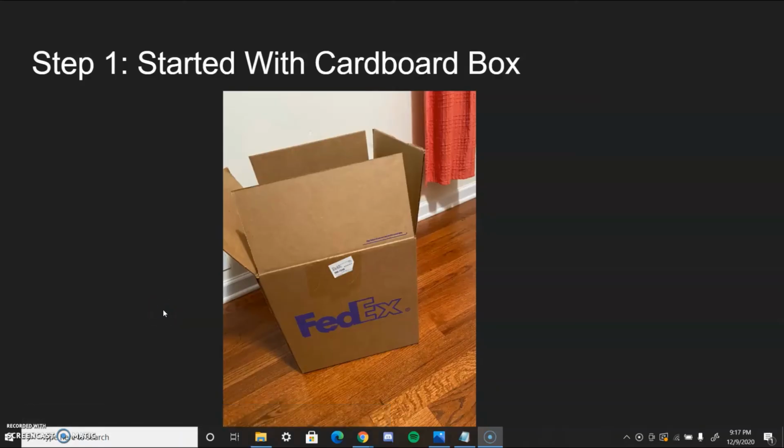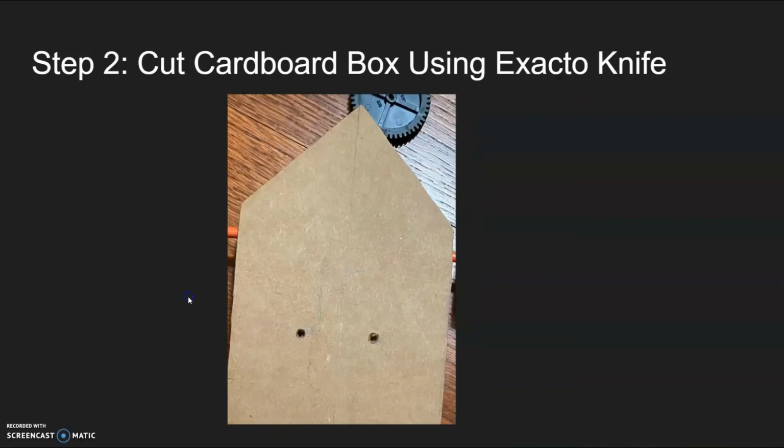Alright, so now let's go through the steps we followed to actually create our car. First, we started with a cardboard box. Here's the picture. Then we cut this cardboard box using an Exacto knife, and this is the shape we cut it into. It's a rectangular shape with a triangle on one side.